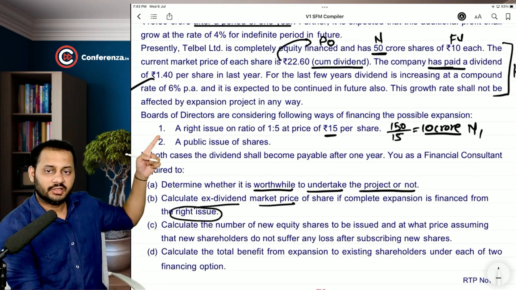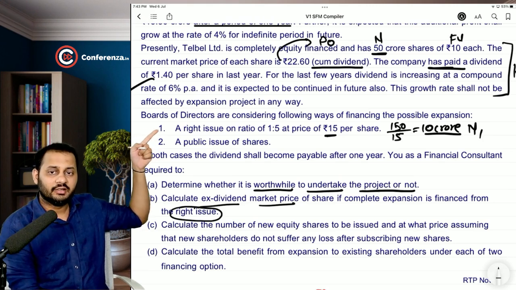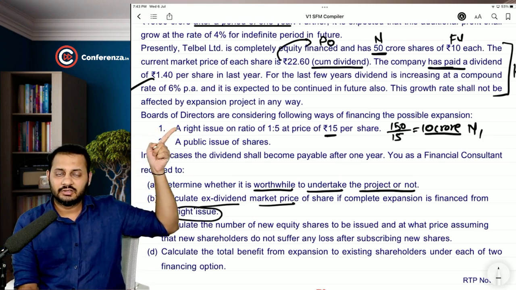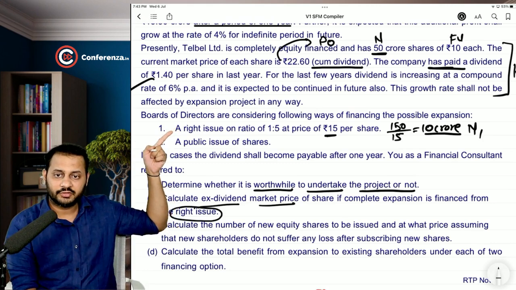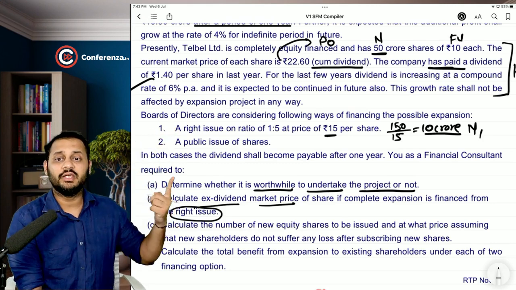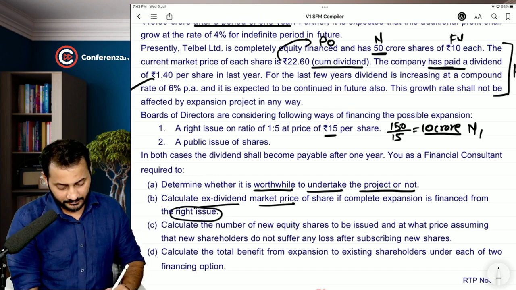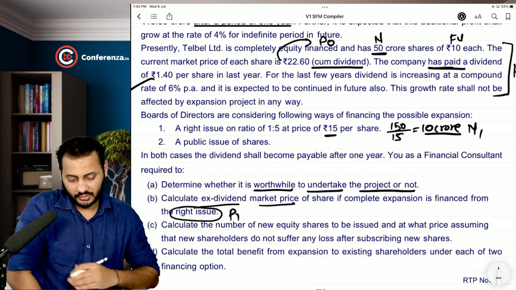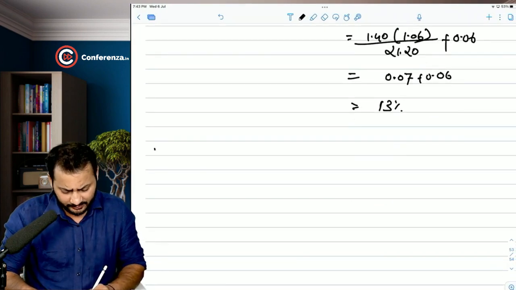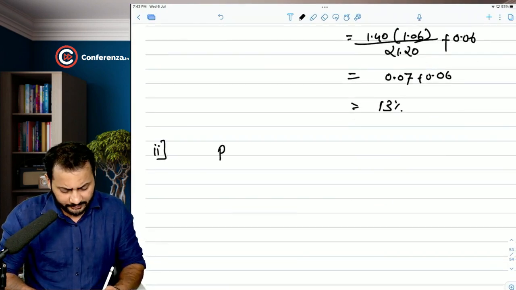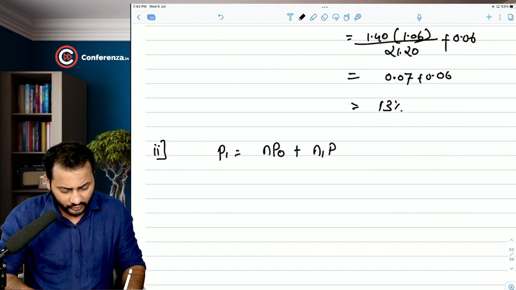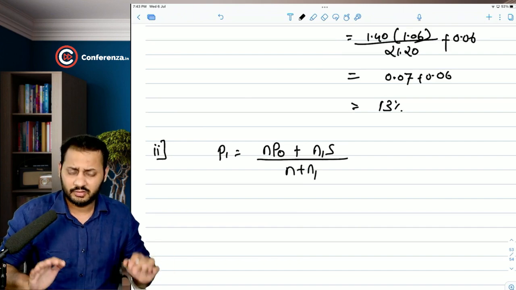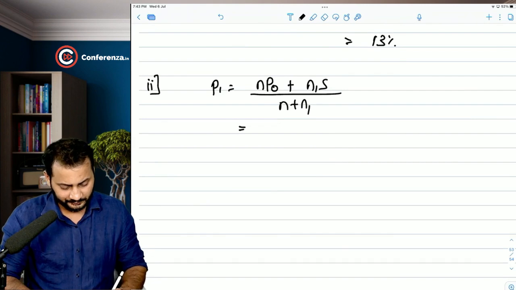So they are just giving us the first option. If we entirely finance the 150 crore project from right issue, then what will be the market price? This is P1, X right market price, we can say. Let's calculate. It's very easy, sir. Second part. What is P1's formula? N into P0 plus N1 into subscription price divided by N plus N1. That's it. Simple. What is N? 5 shares.